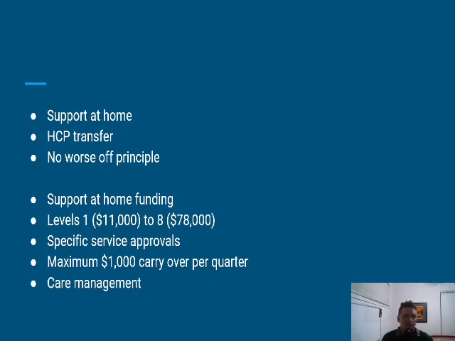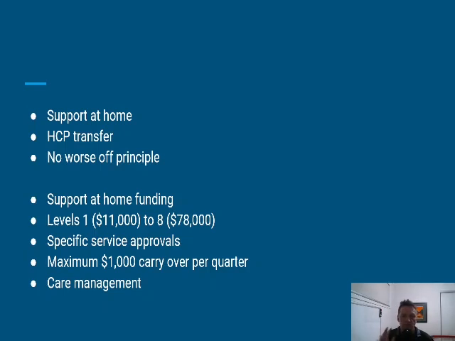So with the supported home funding, like I've said in the assessment section, there are going to be 8 levels of funding ranging from $11,000 per year for the level 1 program up to $78,000 a year for the level 8 program, and levels 2 to 7 are going to be iterative increases in funding up until that top level 8. The other difference to the home care package is you can only use services from the service list that you provided at the assessment.